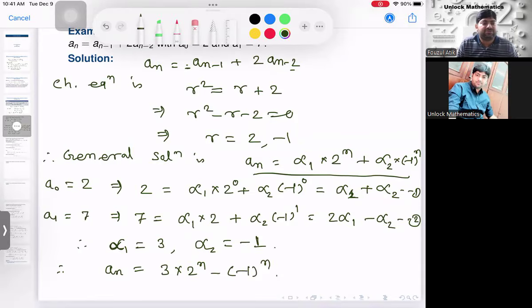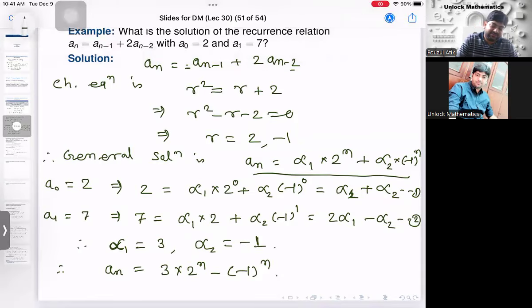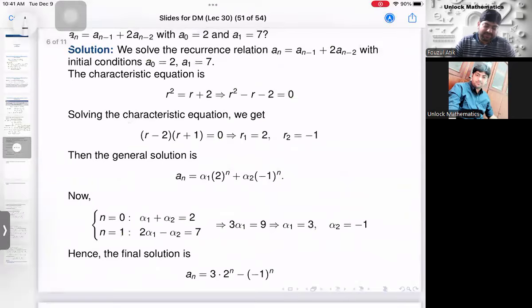So this is the final solution of the given recurrence relation. This is the solution of this given recurrence relation. We got a solution of it. Clear? Easy? Okay.